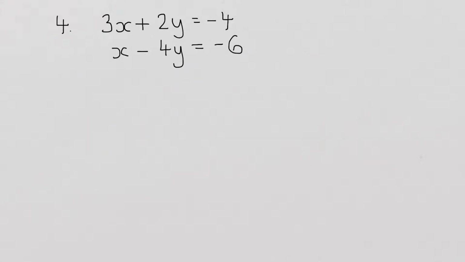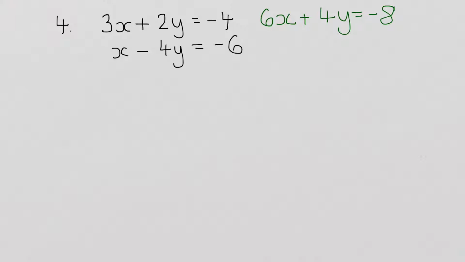Question 4, simultaneous equations. So we want either the x terms or the y terms to have the same coefficient. The easiest one for me looking at this is to change the y term in the first equation. So in order to do that, I'm going to multiply everything in that equation by 2 so that I get 4y. So my new equation is going to be 6x plus 4y equals -8.